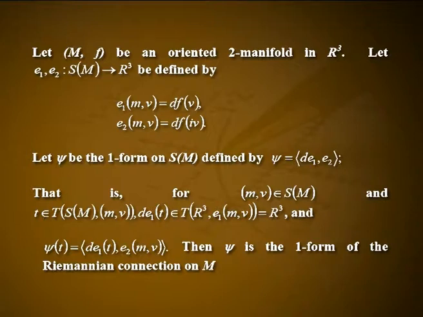Let psi be the one-form on S(M) defined by psi = the inner product <dE1, E2>, that is, for (m,v) an element of S(M) and t an element of T S(M)(m,v), dE1(t) is an element of T R3 at E1(m,v), which is equal to R3. Psi(t) is equal to the inner product <dE1(t), E2(m,v)>. Then psi is the one-form of the Riemannian connection on M.